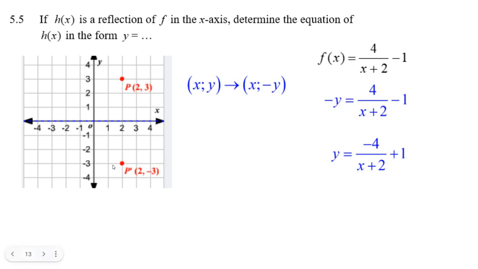I don't have to graph it or think about it. If they say reflection in the y-axis, then the x becomes minus. Hey, that's a good thing to remember. We don't practice much of that. We did it in grade 9, but it's something they can ask now.